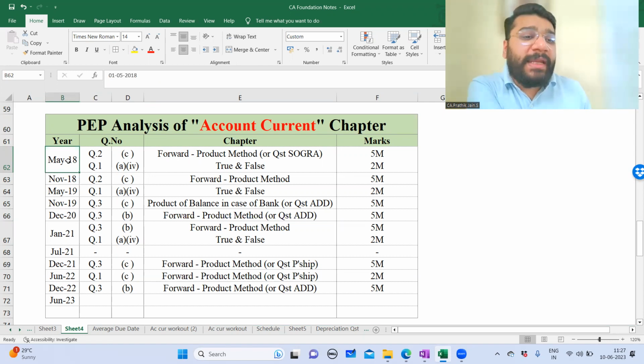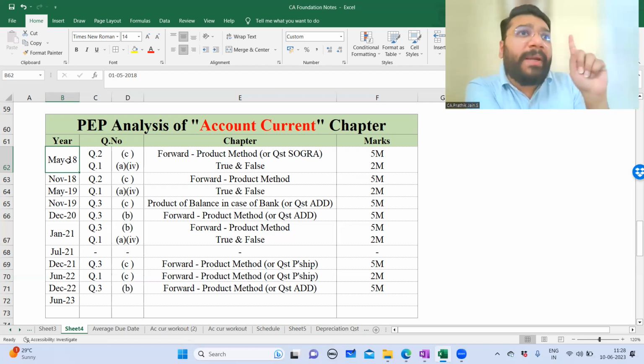In May 2018, question 2 part C, we had a question from this chapter, and the type of question was forward method, which is a product method. What is forward method? What is product method? All that we'll see today. Guys, this was not an independent question. This came as an OR question with another chapter, sale of goods on return or approval basis. In short, we call it SOGRA. Why it is SOGRA, I'll explain when it is taken, probably next week.